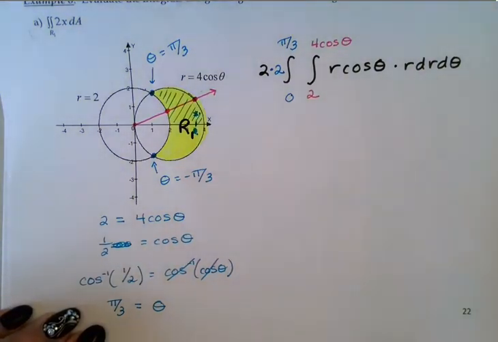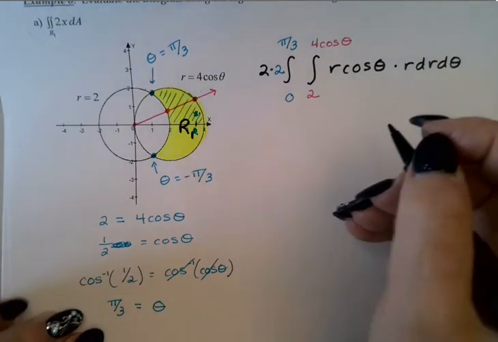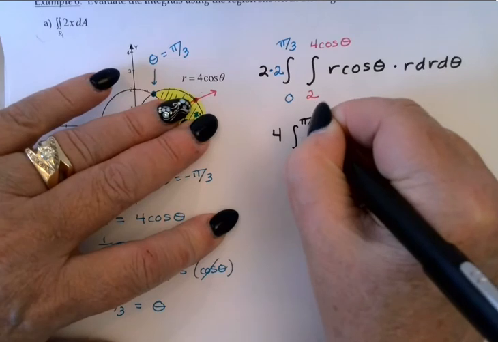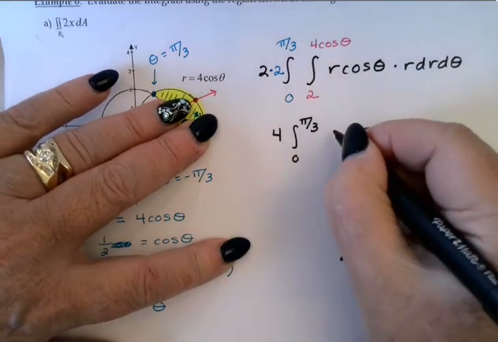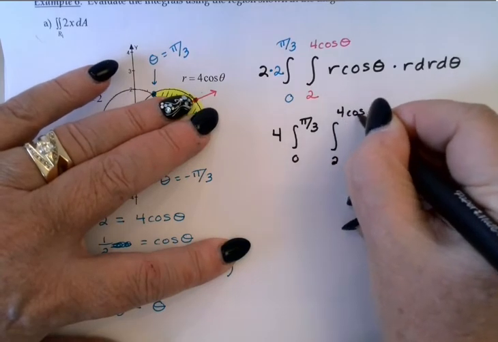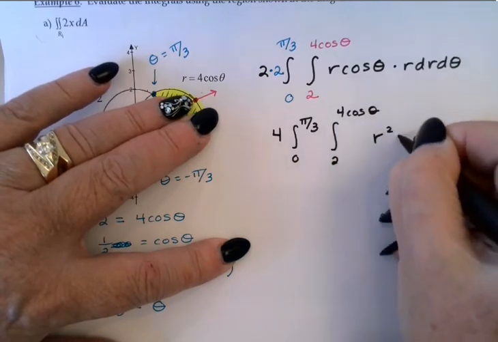It's not absolutely necessary to use symmetry, but it's tempting, and sometimes it does save us some work, so I wanted to give us a chance to talk about that here. All right, so we end up with 4 times the integral from 0 to pi thirds. And let me write this out. The integral from 2 to 4 cos theta of r squared cos theta.